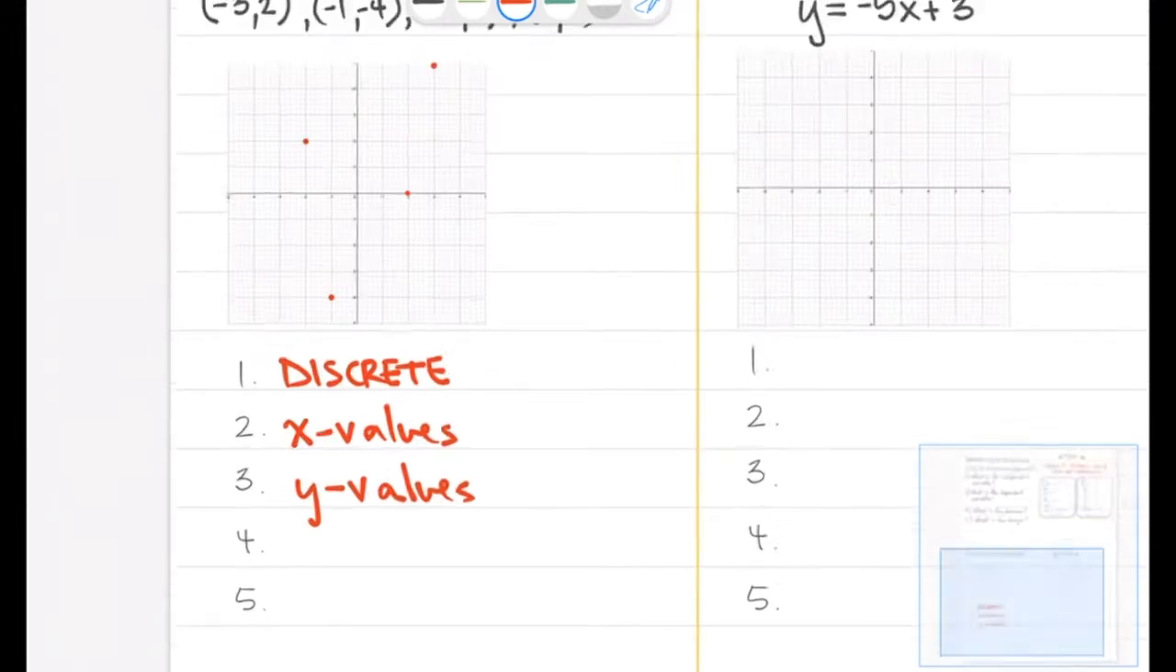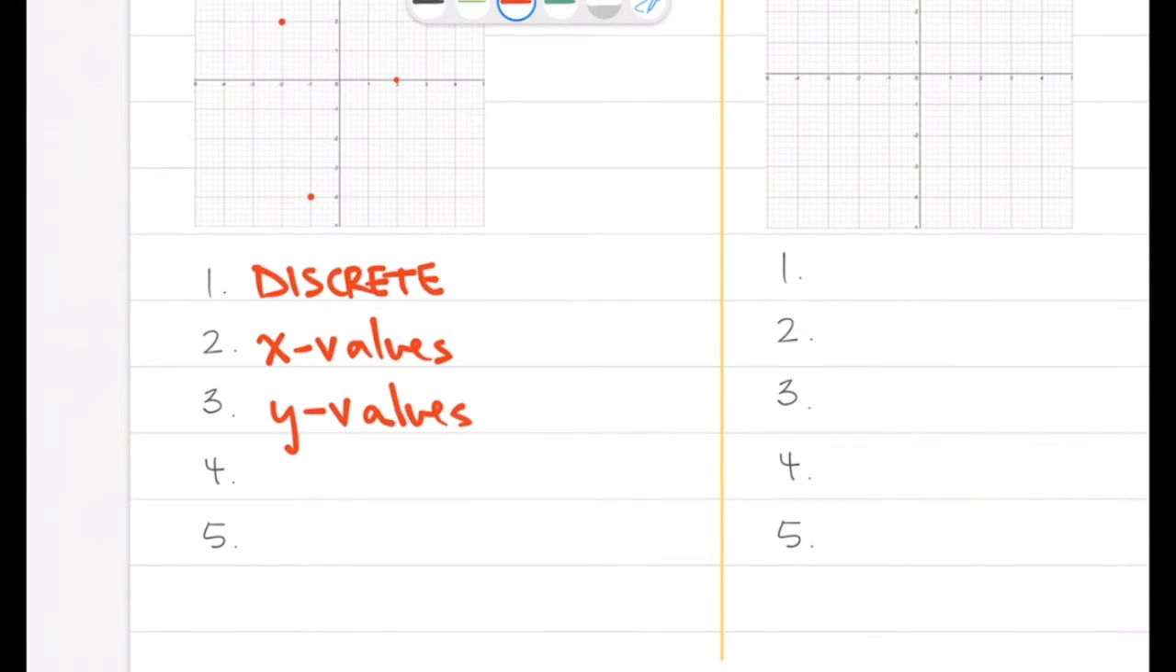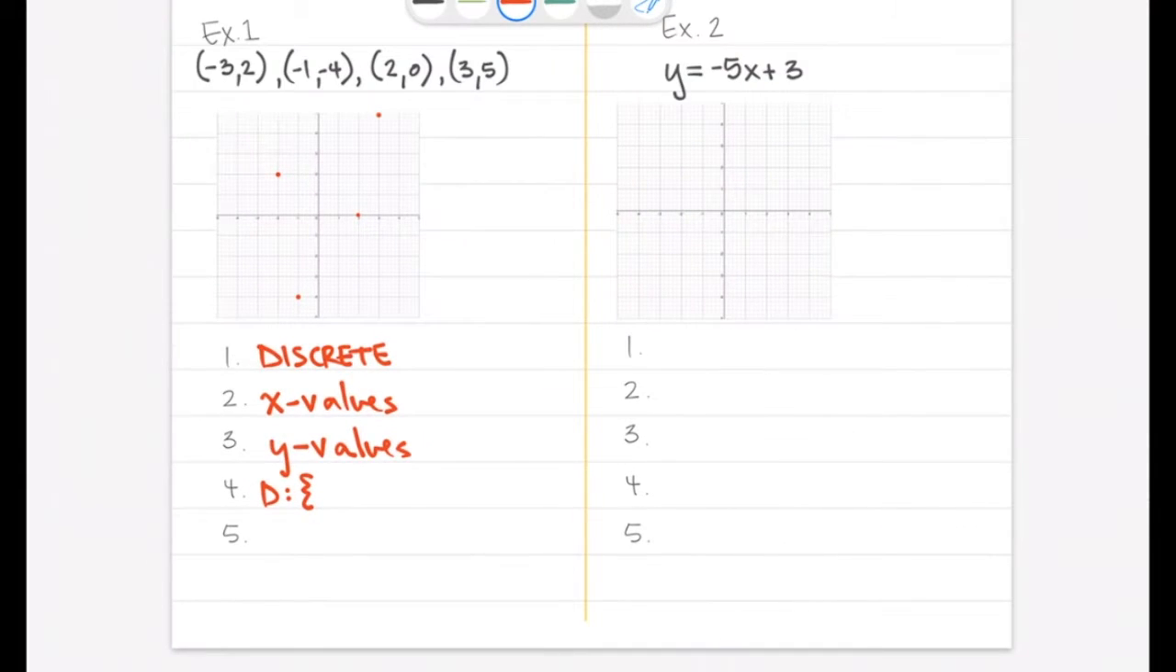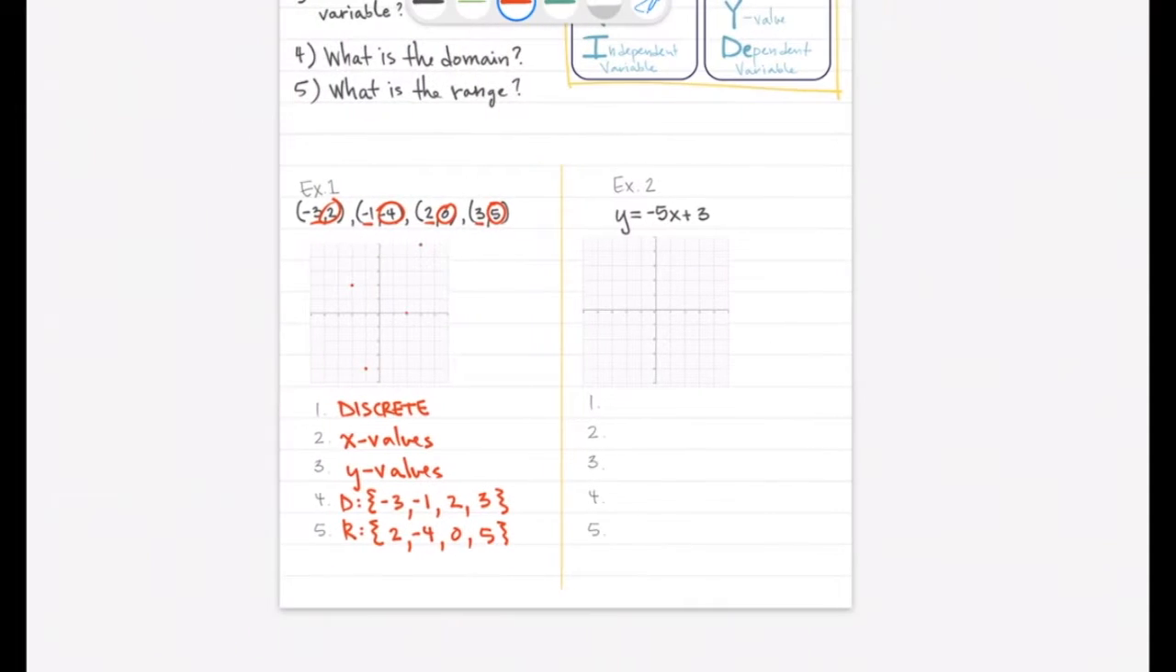Notice it's discrete. If it's discrete, you're going to list the domain and range as just a list of numbers. So you can just write it like this. I don't really care if you put the curly brackets or not, but what we're going to do is just list off all of the x values. So -3, -1, 2, and 3. For the range, we'll do the same thing, except now we're doing the y values. So 2, -4, 0, and 5. Sometimes you'll see those rearranged from smallest to largest order, but I don't care so much.